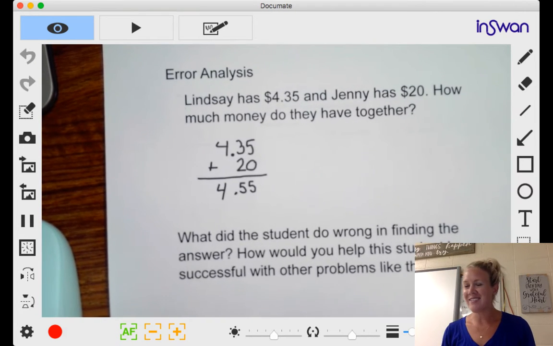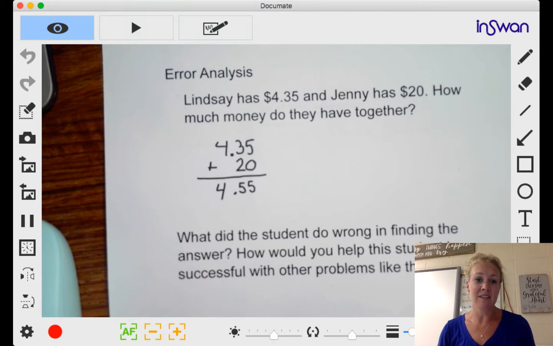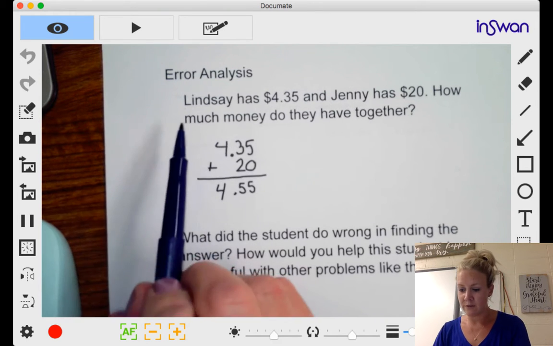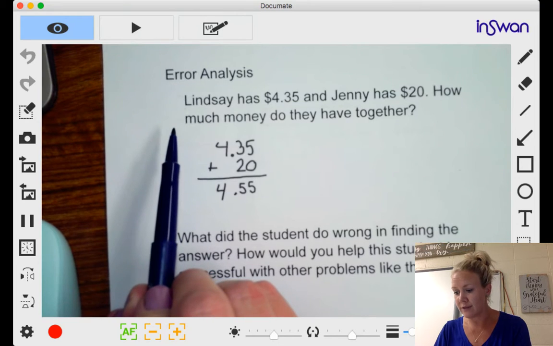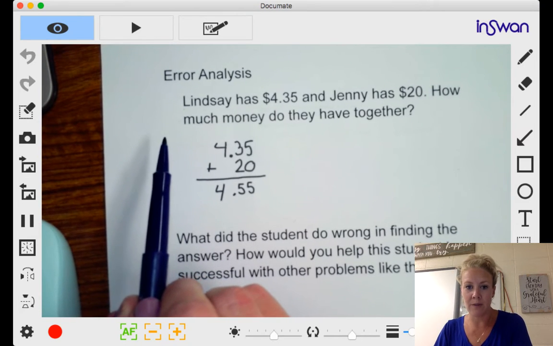And I always like to start with one that's already been solved for us. I call it an error analysis. And the student that solved this, unfortunately, did not solve it correctly. So the problem that the student was facing was: Lindsay has $4.35 and Jenny has $20. How much do they have altogether?